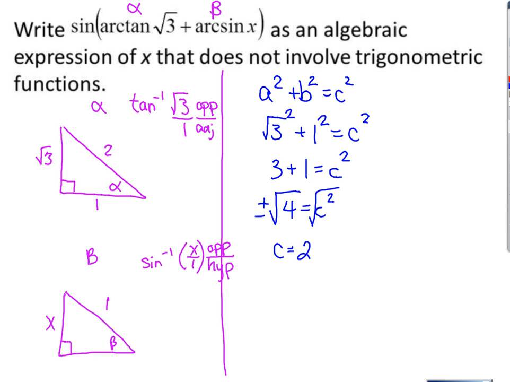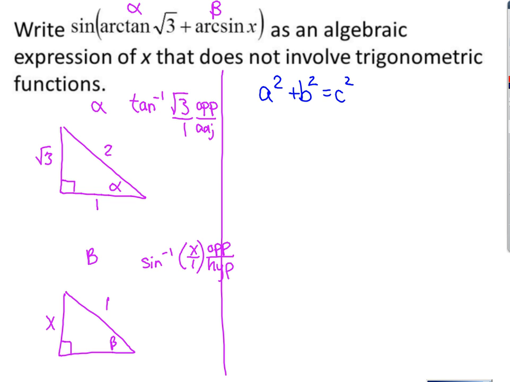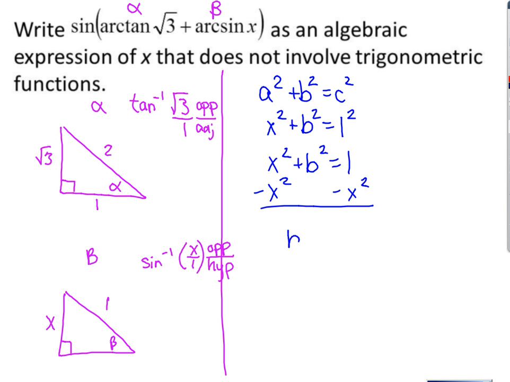So once again, we can use the Pythagorean theorem. And we can say x squared plus b squared is equal to 1 squared, or x squared plus b squared is equal to 1. We want to get the b by itself, so we're going to subtract the x squared from both sides. Right now we have b squared, so we are going to take the square root of both sides. So we know b is going to equal the square root of 1 minus x squared.